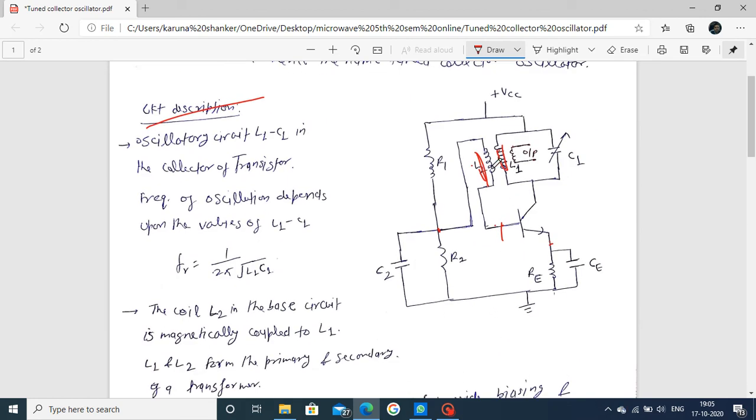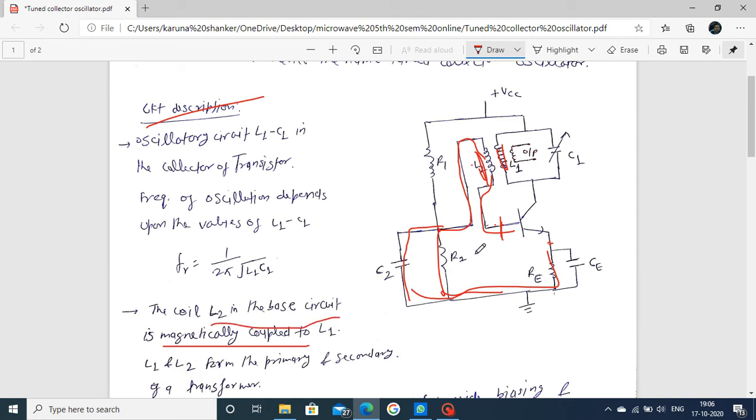Whatever is induced in L2 is connected to the base terminal of the transistor. One terminal of L2 goes to the base, and the other goes to the emitter. So the coil L2 is connected between base and emitter. This is the magnetic coupling: L2 is in the base circuit, which is magnetically coupled to L1.